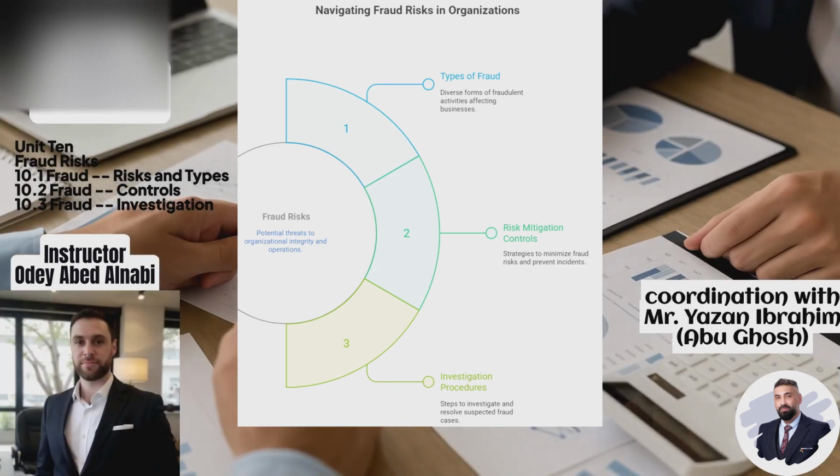Fraud risks. This module covers Section D, Fraud Risks of the Institute of Internal Auditors, IIA, Part 1 exam syllabus. This section represents 15% of Part 1. Welcome. Today we're delving into a topic of critical importance to any organization and everyone working in internal audit.